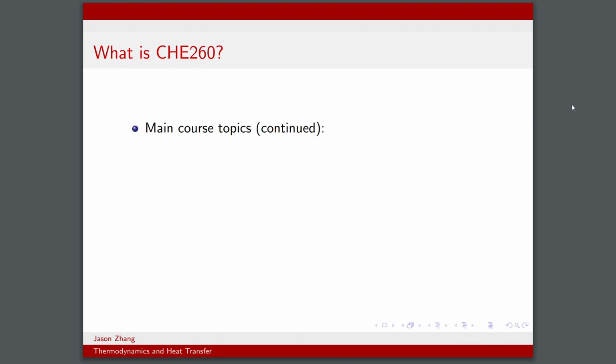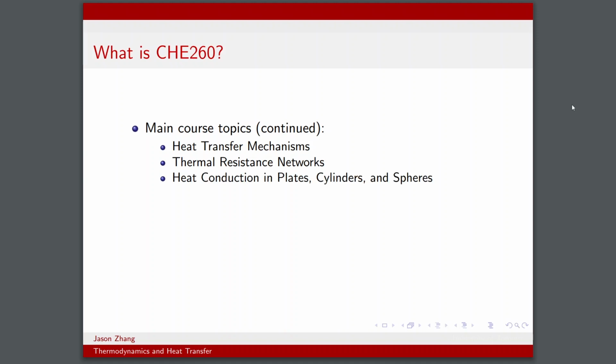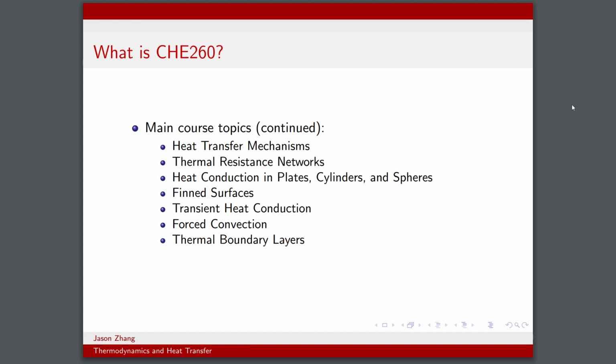And for the heat transfer section of this course, we talk about heat transfer mechanisms, which include conduction, convection, and radiation. We talked about thermal resistance networks, which are analogous to the resistance networks you would find in circuits. We have heat conduction in plates, cylinders, and spheres, thin surfaces, transient heat conduction, forced convection, thermal boundary layers, radiation heat transfer, and gray surfaces.